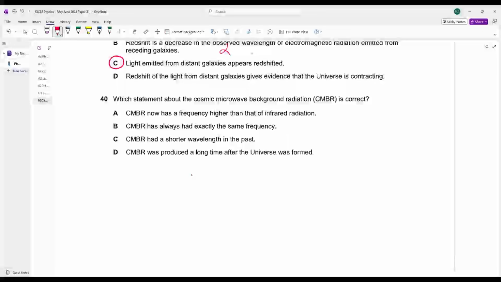40 पे आ जाओ. Which statement about cosmic background radiation is correct? Cosmic microwave background radiation now has a frequency. No. Cosmic microwave background radiation had a shorter wavelength in the past. I agree. As time has passed, the radiations are moving away. Their wavelength has increased. 40 का answer is C.